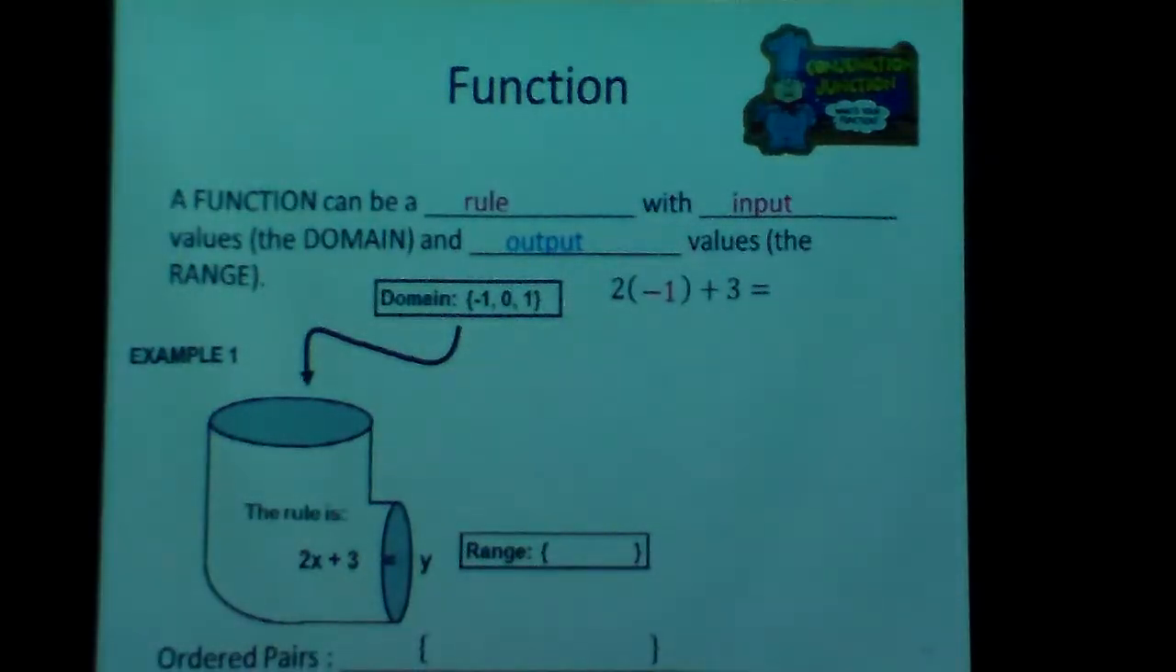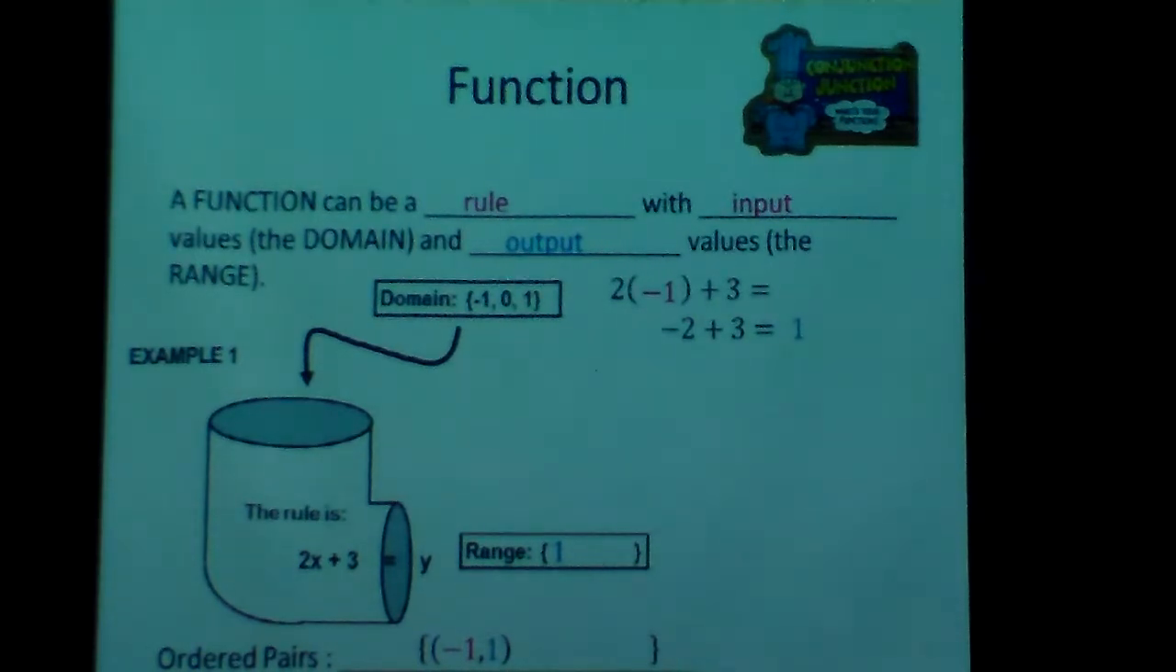So 2 times -1 will be -2, plus 3. And here we have two numbers that are opposite, so even though it says plus, I'm really subtracting. 3 is larger, so it will be +1. So that means that when x is -1, y is 1. So we have a range of 1 right there, which is the point (-1, 1).